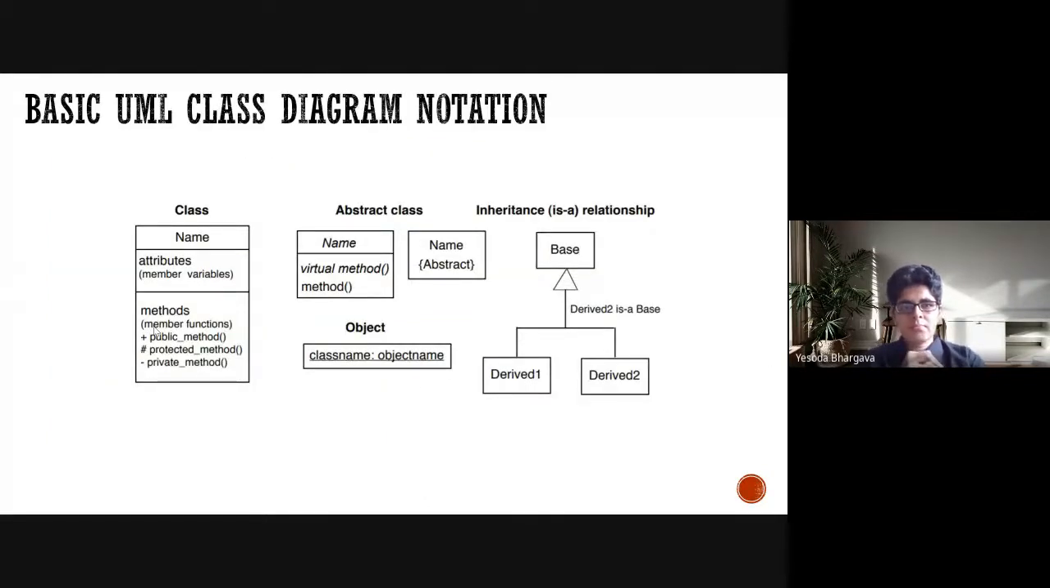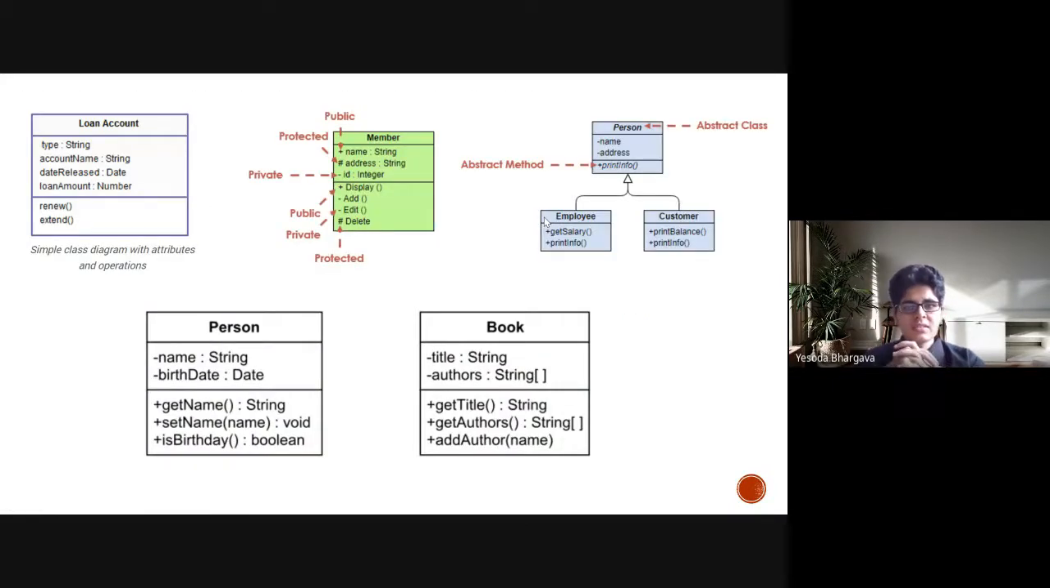So we will be talking about basic UML class diagram notations. Basically this is how a class is denoted. An abstract class, you can put it in italics. The virtual method is also put in italics, or you can put the name into parentheses, so that also denotes an abstract class. Note that the name comes on the top, the attributes in between, and the methods in the last. These are just a few examples of how certain classes may be denoted in a class diagram.